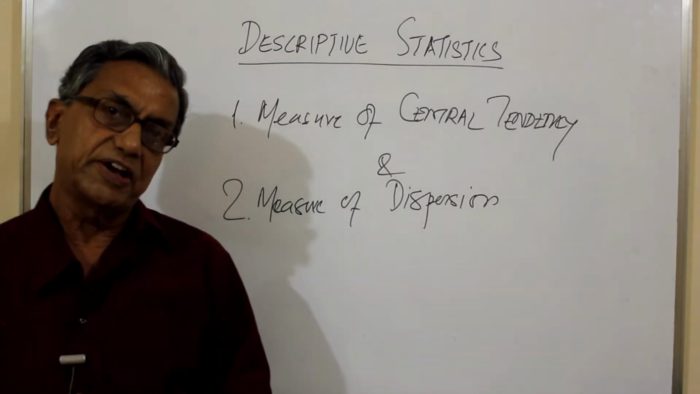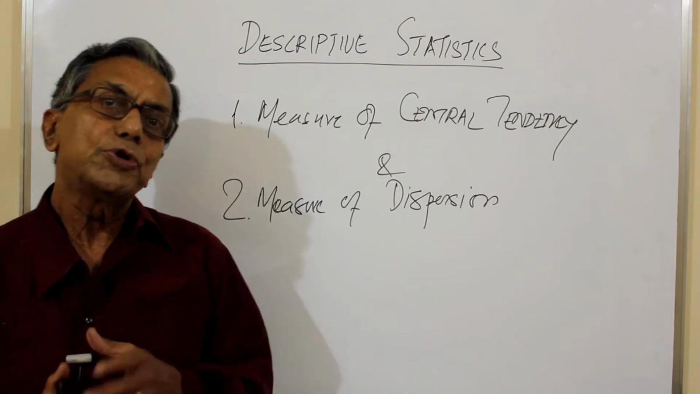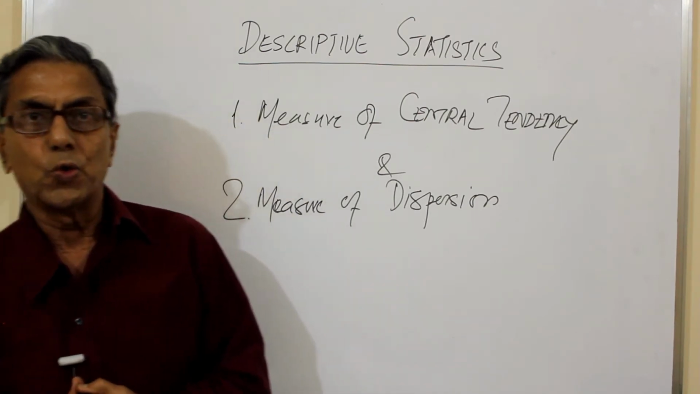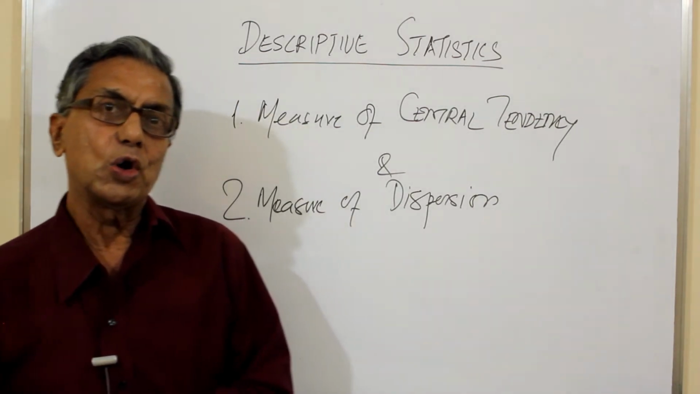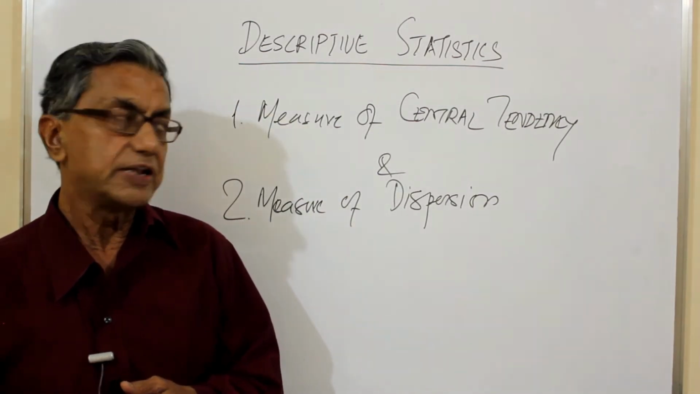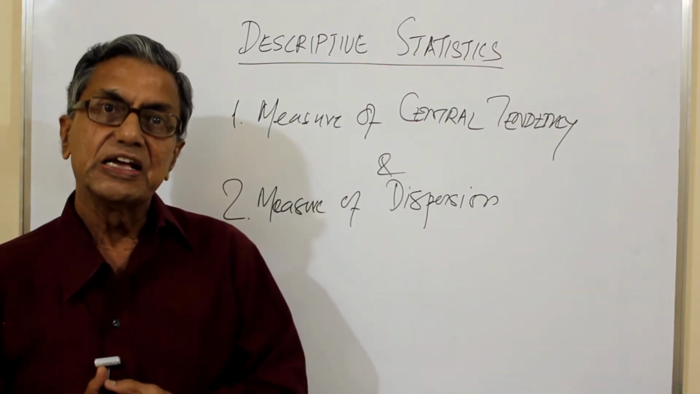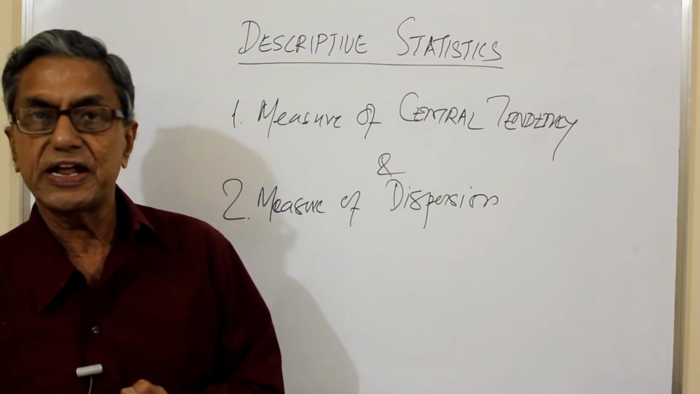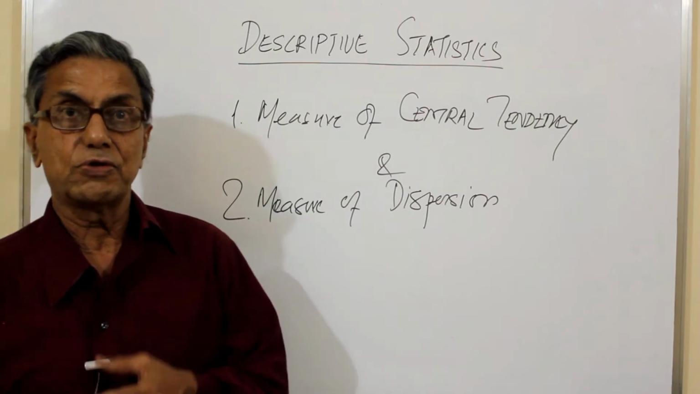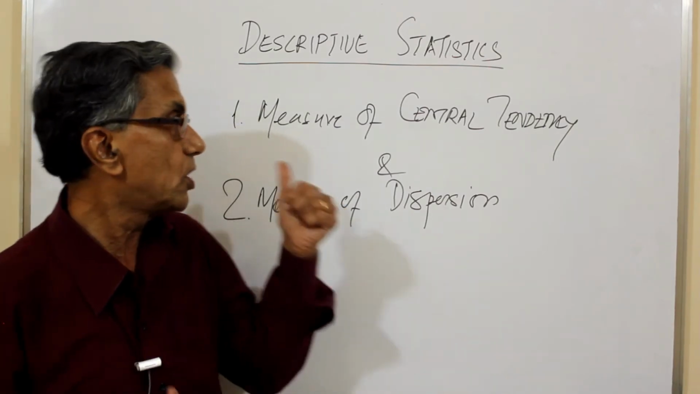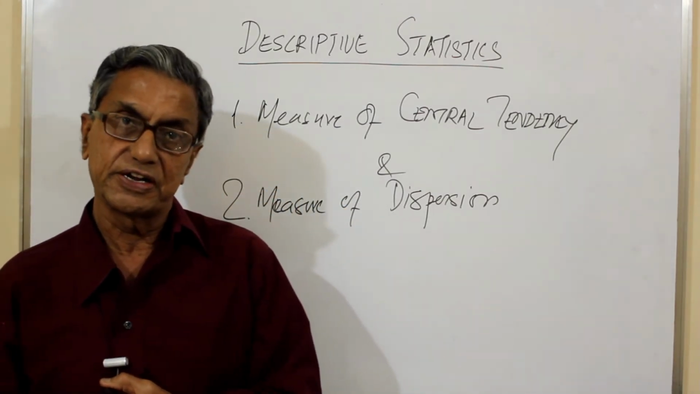Almost all data exhibit two important characteristics. One is a tendency to a central value or the pivotal value, and that is what we refer to as central tendency. The data has the tendency to congregate around a central value, and that is what we call the measure of central tendency.